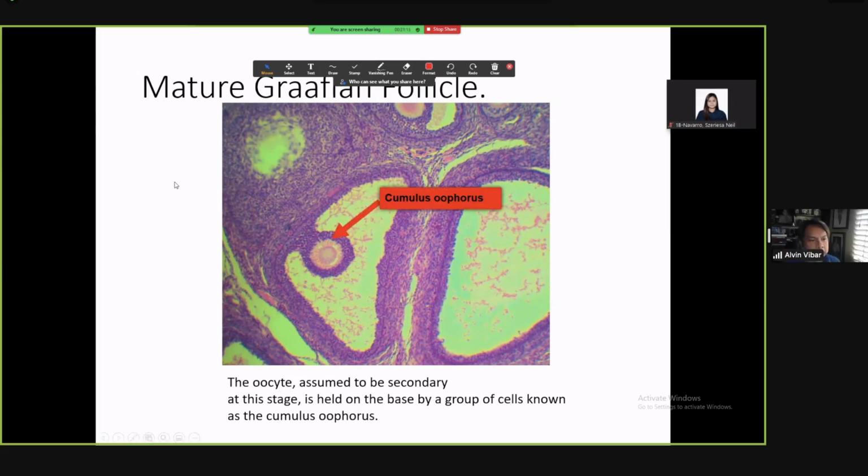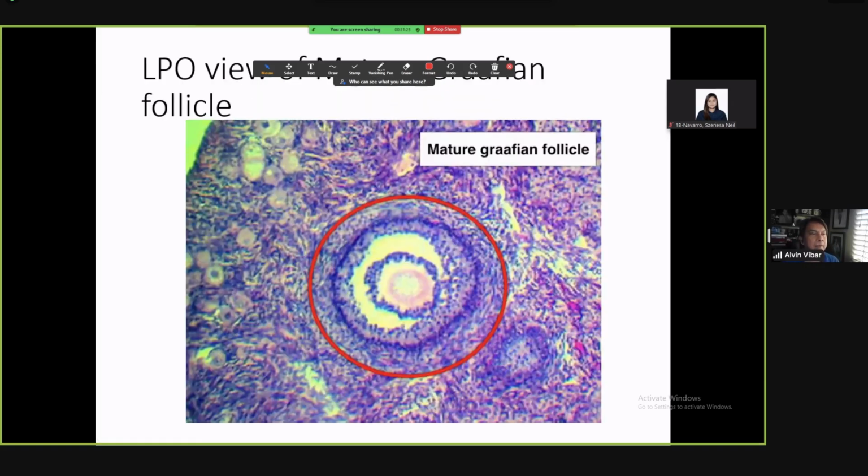The cumulus oophorus, the group of cells that will serve as the attachment, and then you have the corona radiata. That's your membrana granulosa cells. So again here, this is the mature Graafian follicle, which is now ready for ovulation. The encircled structure, the whole structure again, is a mature Graafian follicle.